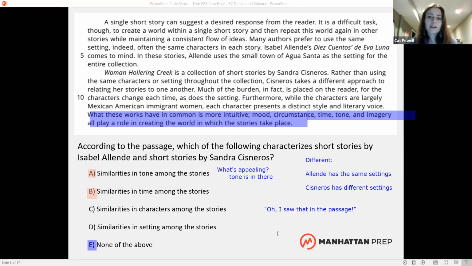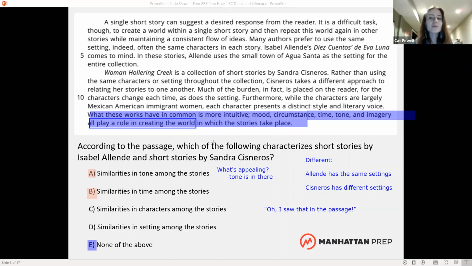So this last sentence, coming back, what is it saying? It's saying what these works have in common is more intuitive. And someone called out the phrase "all play a role in creating the world." So what is this sentence saying? Well, it's saying all of these things, mood, circumstance, time, tone, and imagery, play a role in creating the world. So that's what the authors have in common. They're making worlds and getting us to believe in these worlds by using these different things in this list. But what the sentence isn't saying is that they have the same tone or the same time. It's saying they're using tone and time to accomplish an effect, but it's not saying that tone and time are the same within the stories of both authors.